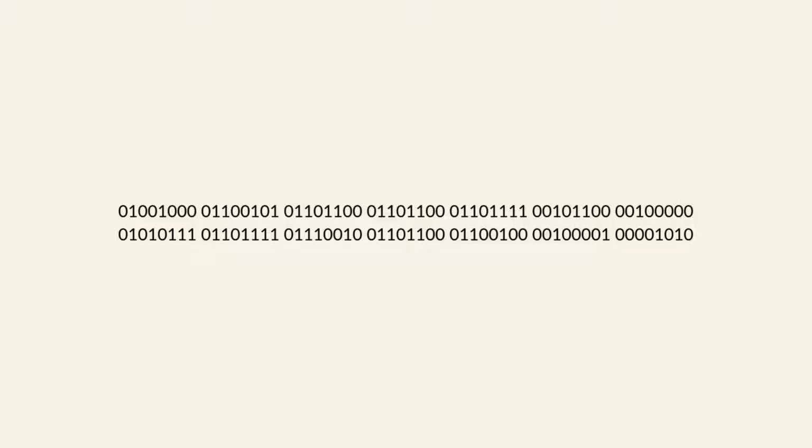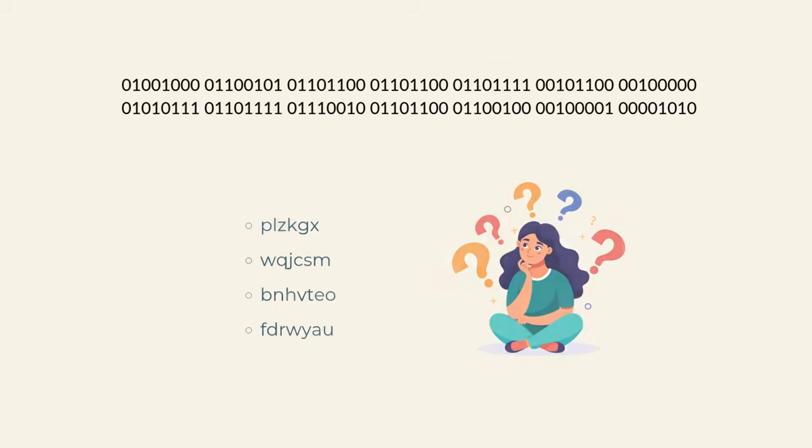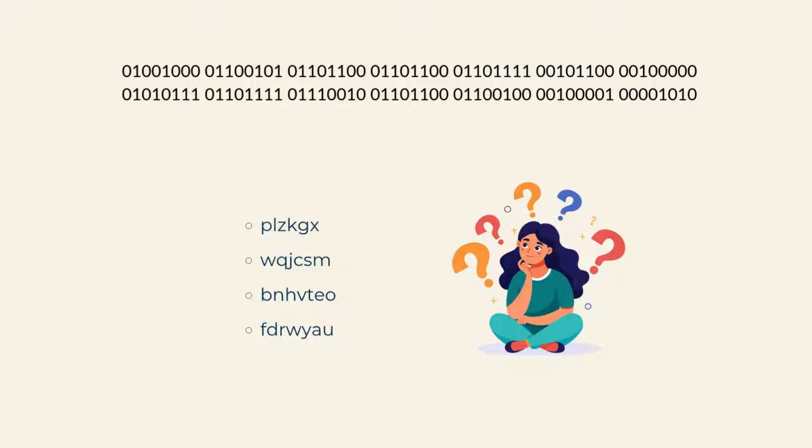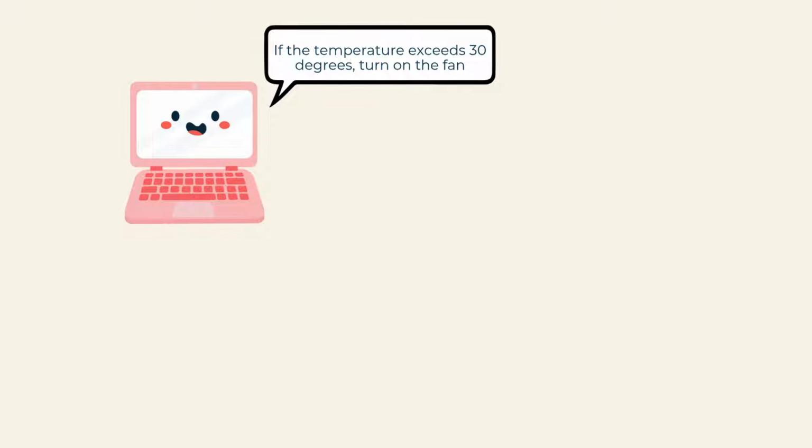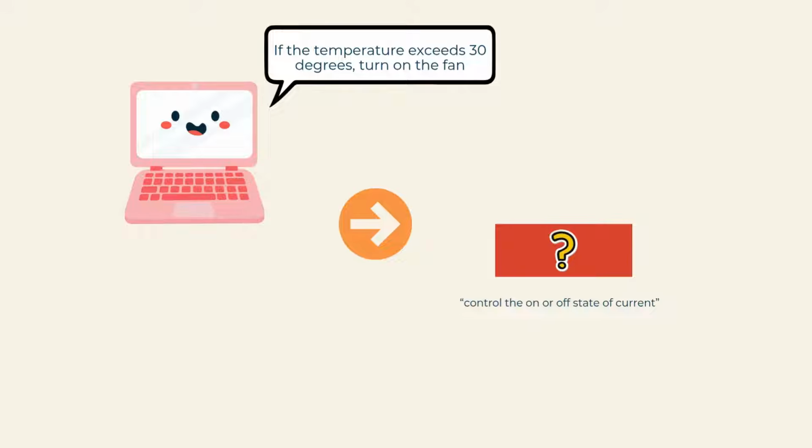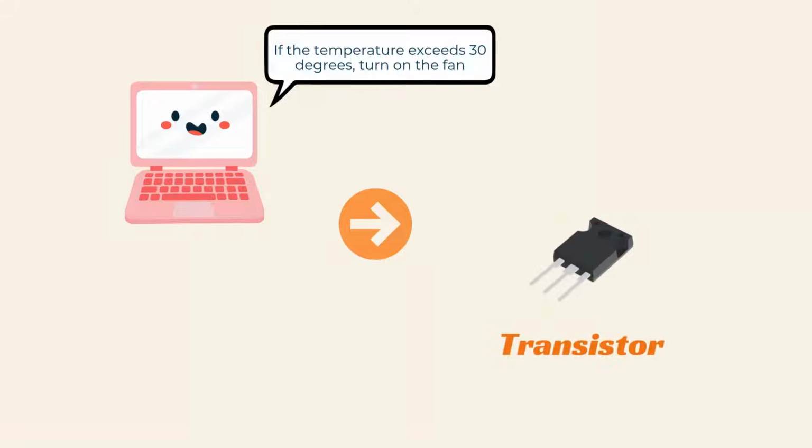But here's the catch. Being able to represent just 0 and 1 is far from enough for a computer to think. It's like having letters but no grammar. You can't form sentences. For a computer to make judgments, for example, if the temperature exceeds 30 degrees, turn on the fan, it needs a component that can control the on or off state of current. That component is the cornerstone of the computer world, the transistor.